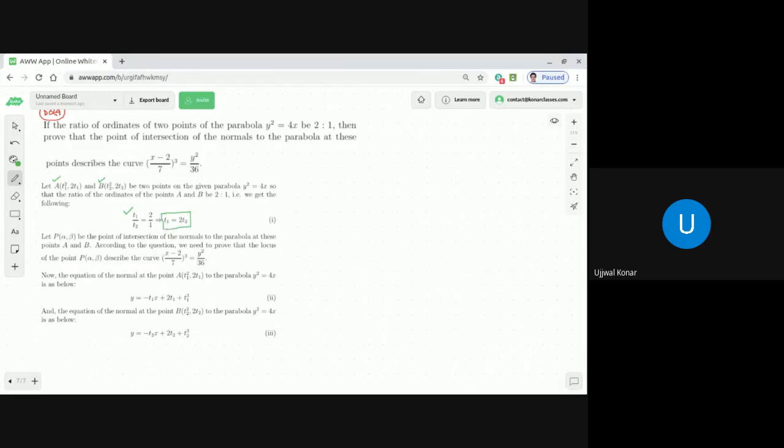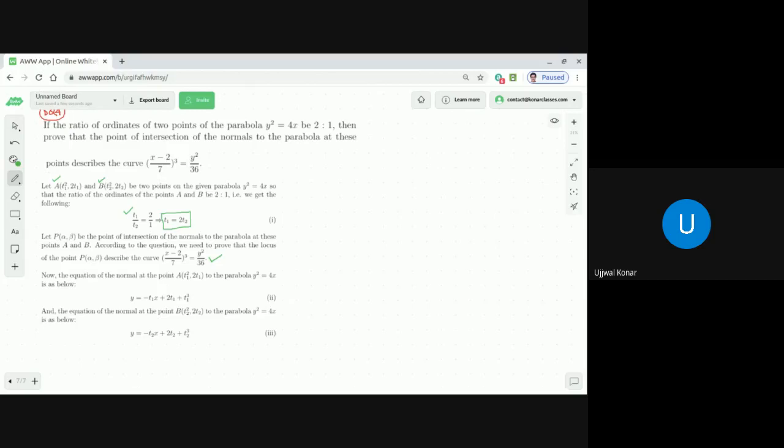Now prove that the point of intersection of the normals of the parabola. Now let P(alpha, beta) be the point of intersection of the normals to the parabola at the points A and B. Now, according to the question, we need to prove that the locus of the point P(alpha, beta) is described by this equation: (x minus 2 by 7) whole cube is equal to y square by 36. How to prove that?